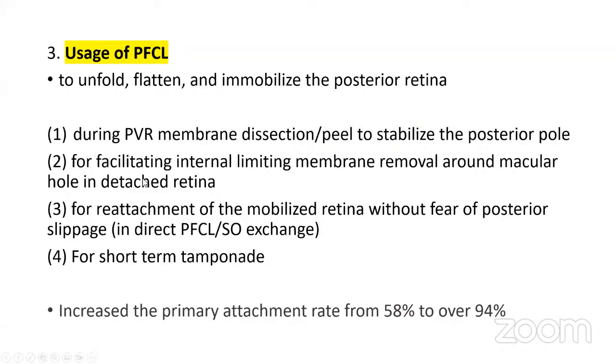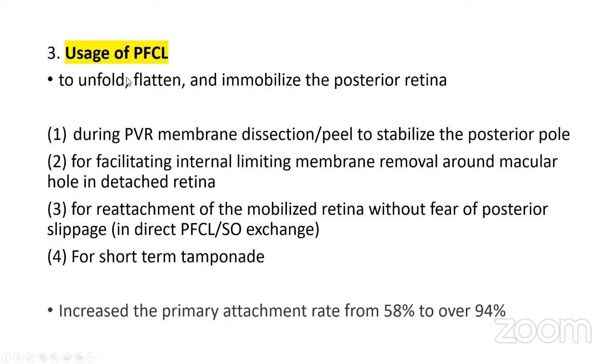In certain cases, the patient might have a concomitant macular hole. You might also need to peel the internal limiting membrane, and then you need to stabilize the posterior pole. Heavy liquid also plays an important role in reattaching the mobilized retina and helping to prevent slippage. Sometimes it can be used as a short-term tamponade, in which we leave the heavy liquid for 1 to 2 weeks before we exchange it with silicone oil.